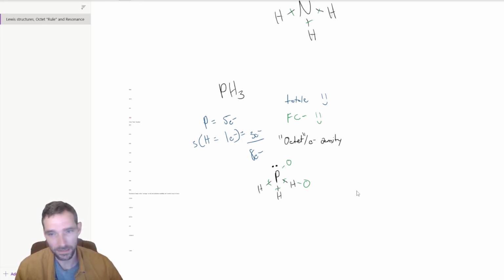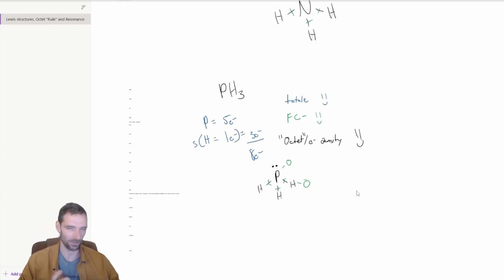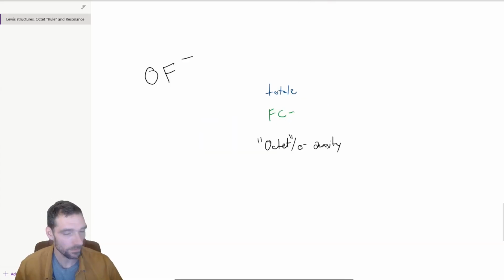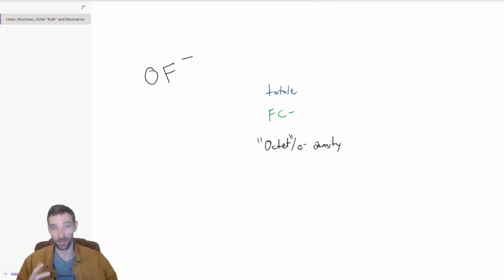So if we look at the octet, yay, it's actually being followed. It can be followed by these elements lower down, but they can also break that rule due to having more orbitals available to them. I'll go over that soon. While this is the basic part of the video, this is one that I found a lot of students struggle with drawing out.